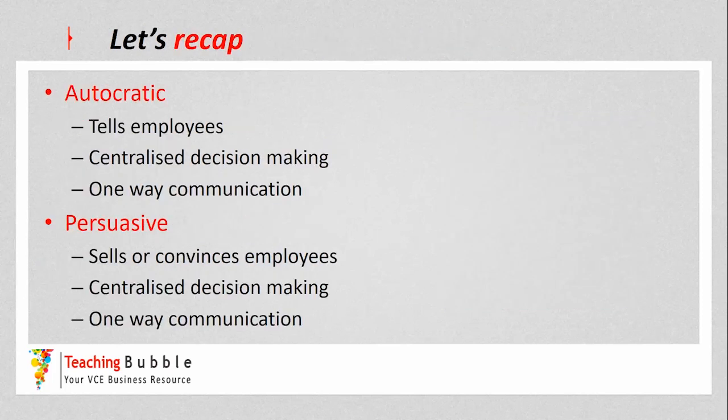So what we're going to do is split the management styles into two separate videos. Today we've looked at the autocratic and persuasive styles. Just to recap, the autocratic style tells the employees, and has centralized decision making and one-way communication, which is very similar to the persuasive style, except instead of telling the employees, it's trying to sell or convince the employees on the decision because more information is provided. But again, it's still centralized decision making and one-way communication.